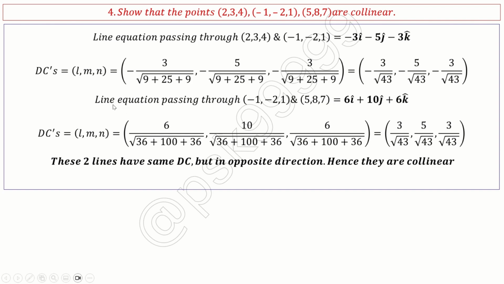Now you take the other two points. For the line passing through the other two points, first make the line equation, which is 6i plus 10j plus 6k. Then the direction cosines of this line are 3 by square root of 43, 5 by square root of 43, and 3 by square root of 43. If I compare these two, only the sign is different, the values are the same. What is the meaning of it? That means they are in opposite directions, that's all. But they are collinear. So with this also I can prove that the 3 points are collinear. Yeah, next.